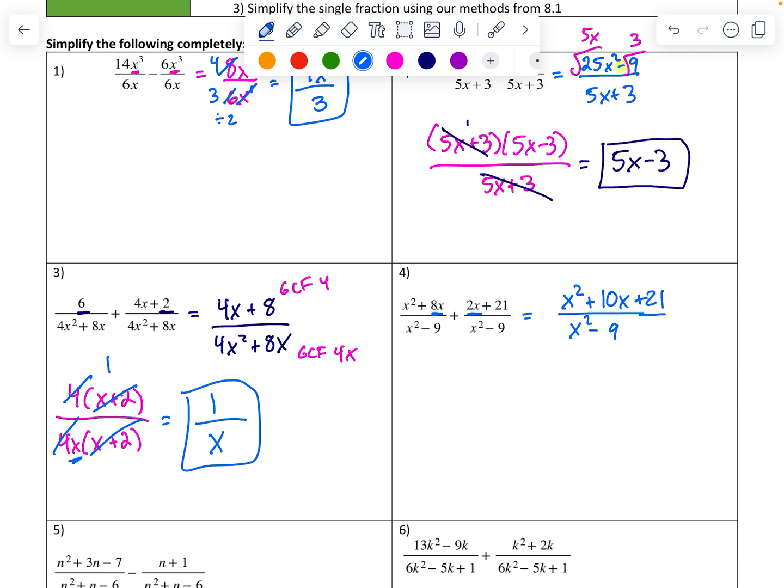Then I want to try to simplify. So on the top, I see a trinomial. So I'm going to try doing the x. So 7 and 3 work. So the top turns into x plus 7, x plus 3.